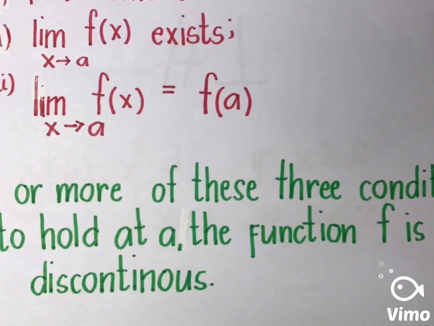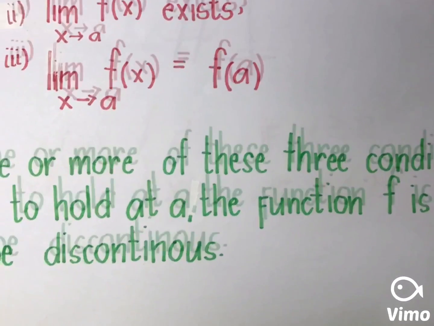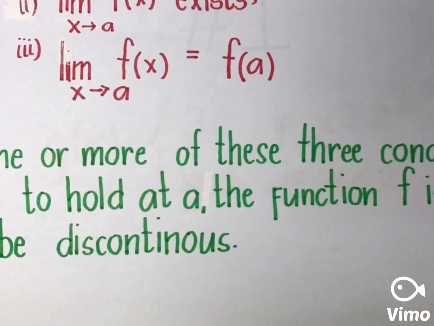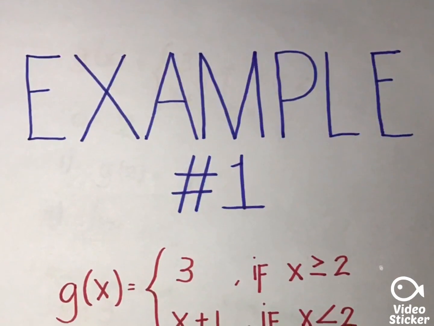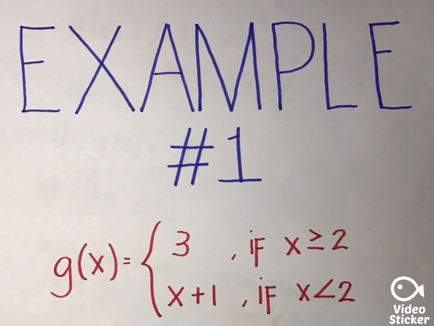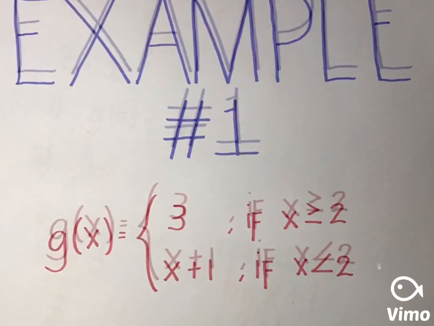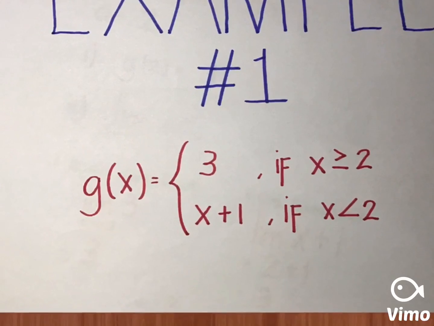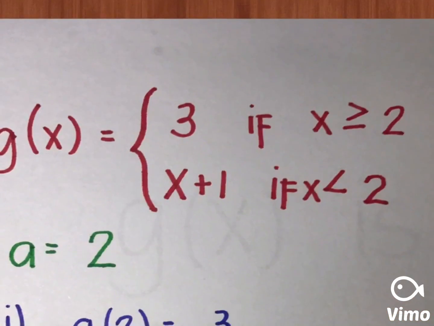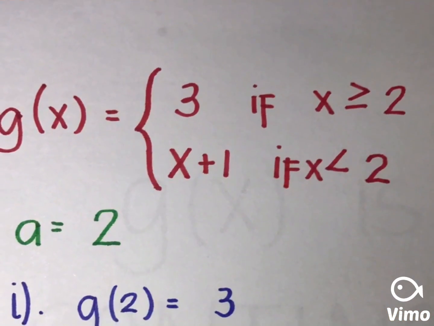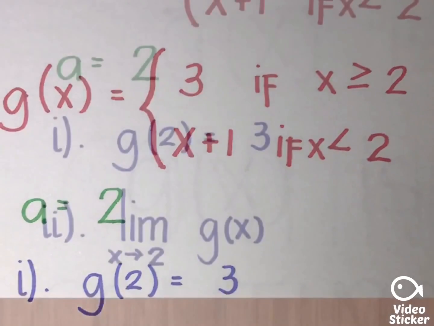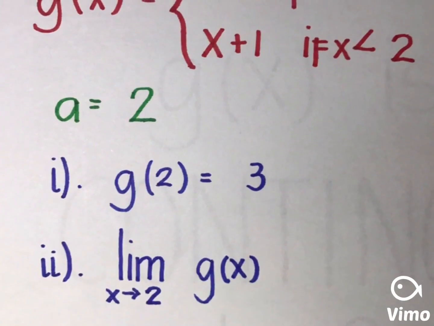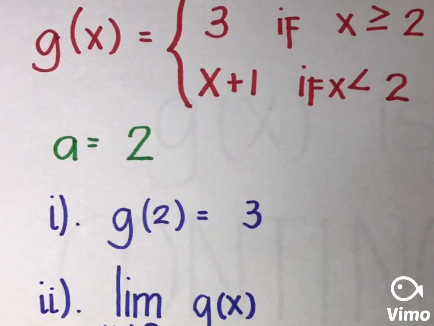If one or more of these three conditions fails to hold at a, the function f is said to be discontinuous. Example number 1. Given a piecewise function g of x, 3 if x is greater than or equal to 2, and x plus 1 if x is less than 2. If a is equal to 2, then g of 2 is equal to 3, because going back to the given, if x is greater than or equal to 2, then you will get 3.